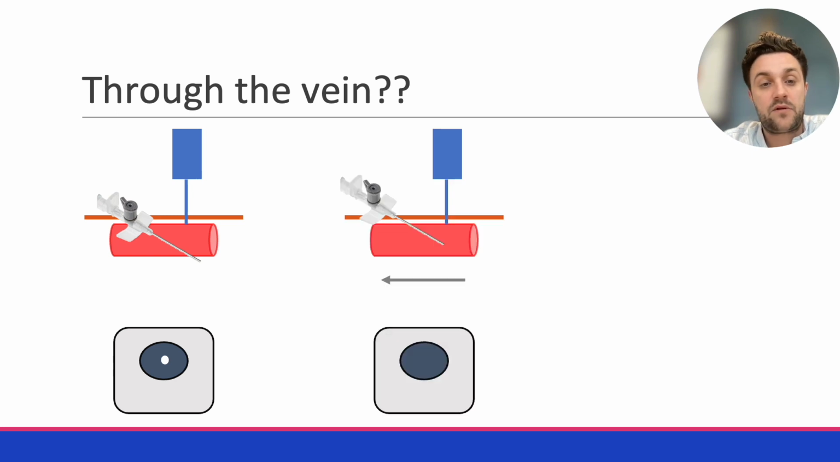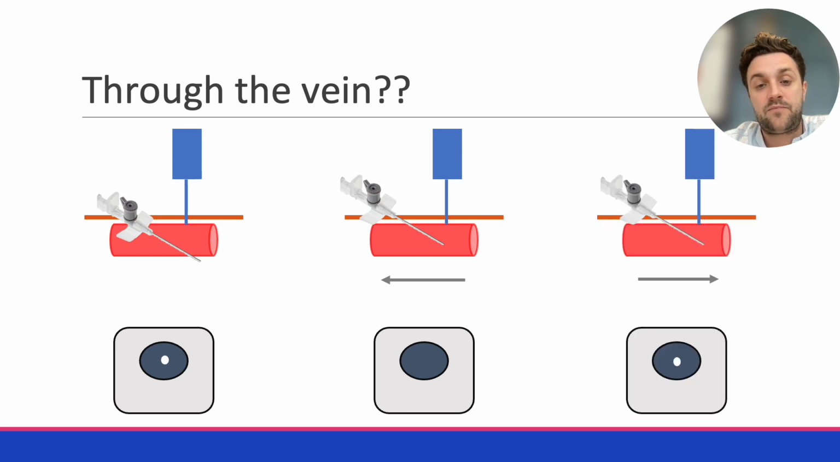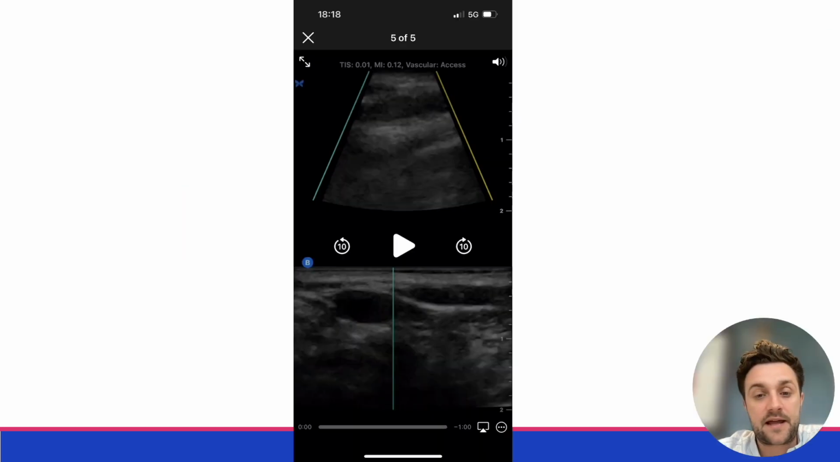At that point, we'll reverse our needle, keeping the ultrasound probe perfectly still just until it disappears, and then we'll go back to our probe needle technique. Okay. So putting that together, what does that look like?